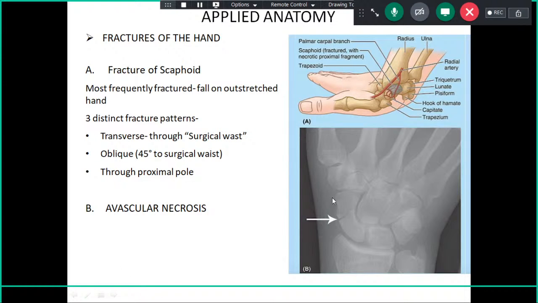Can you appreciate in one of the x-rays that this is the scaphoid bone here? We have the lunate, the triquetrum. This is the pisiform. Okay. Trapezium, trapezoid, capitate and hamate.